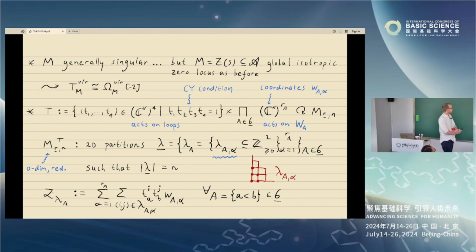Now, this moduli space is non-compact, but there's also a big torus acting. So T_1 up to T_4, where the product of the T's is 1. So this is the same as in the Hilbert scheme case. We require this Calabi-Yau condition. So this torus acts on the loops. We have 4 loops. And then we have a whole bunch of framing actions. So for all A in 6 bar, we have a C^* to the R_A acting on W_A diagonally. So here we use coordinates W_{A,α}.